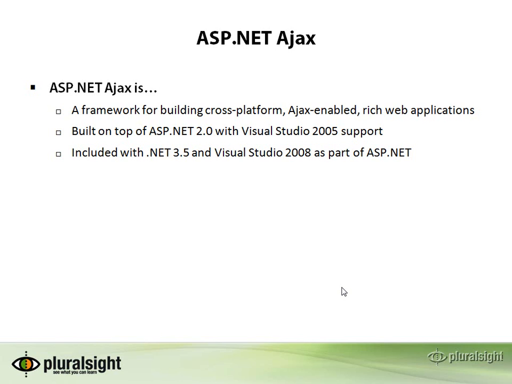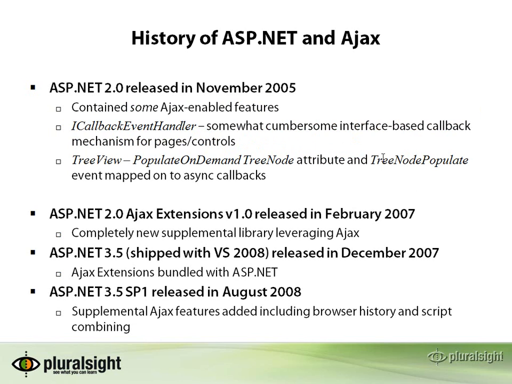It's built on top of ASP.NET version 2. The initial release came out with support for Visual Studio 2005, which was the environment most people worked with for building ASP.NET 2.0 applications. It is also now officially included with version 3.5 of ASP.NET. So with Visual Studio 2005, you'll need to install a separate add-on to get the ASP.NET Ajax extensions. Whereas in version 3.5 in 2008, they come as part of the installation, so there's no additional add-on that you need to install for working with Ajax in version 3.5.